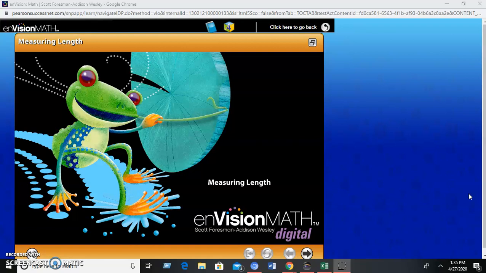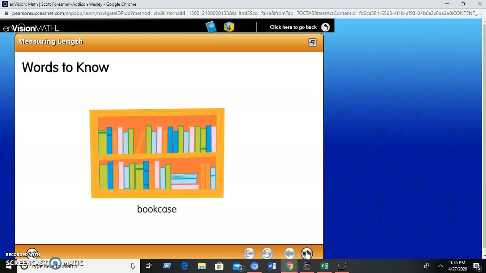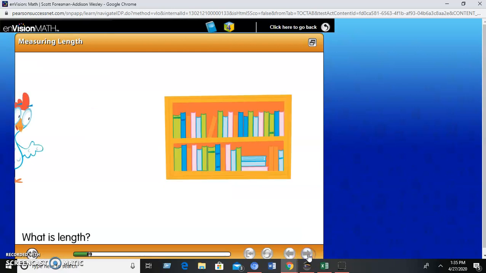We are going to start on lesson 15.6, measuring length. All right, let's get started. Words to know. Say it. Words to know. Bookcase. Say it. Bookcase. Awesome. Let's get started.